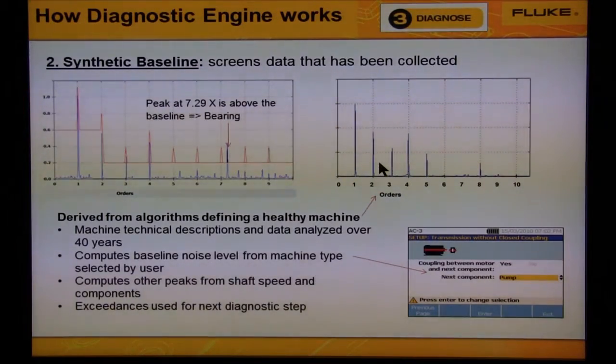You will notice on the graph on the left that there is a peak that exceeds the baseline. This is an anomaly that we need to find a fault or reason for. We'll do this in the next step.